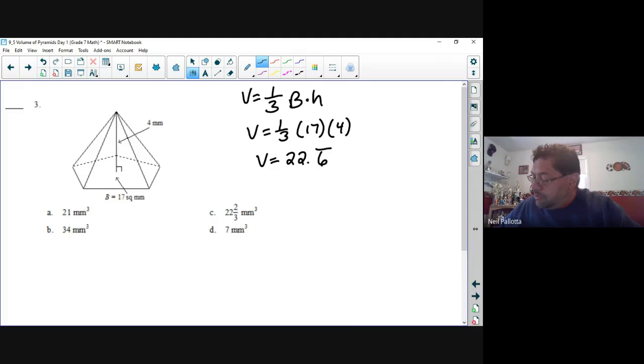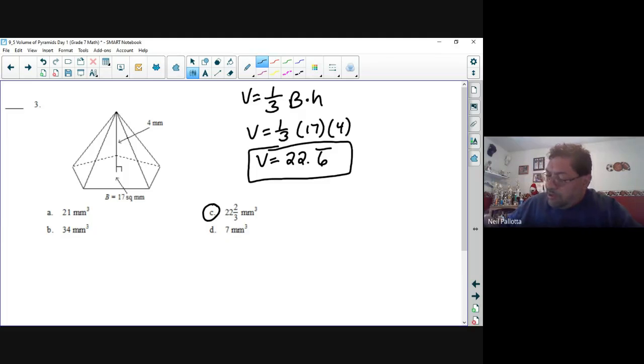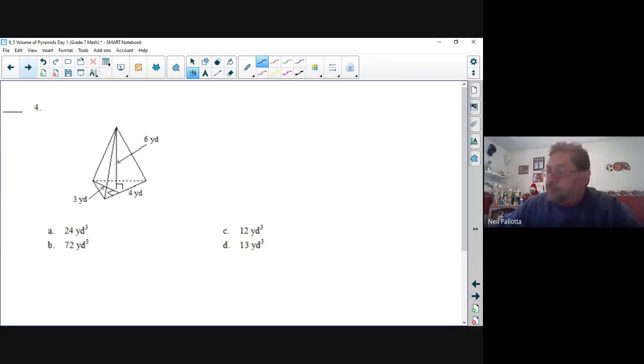That repeating 6, we know that that's the fractional equivalent for 2/3, right? So my volume here is going to be 22.66666666, and that's 22 2/3, and those are cubic meters. That's answer C. Okay? Let's move on to question 4.